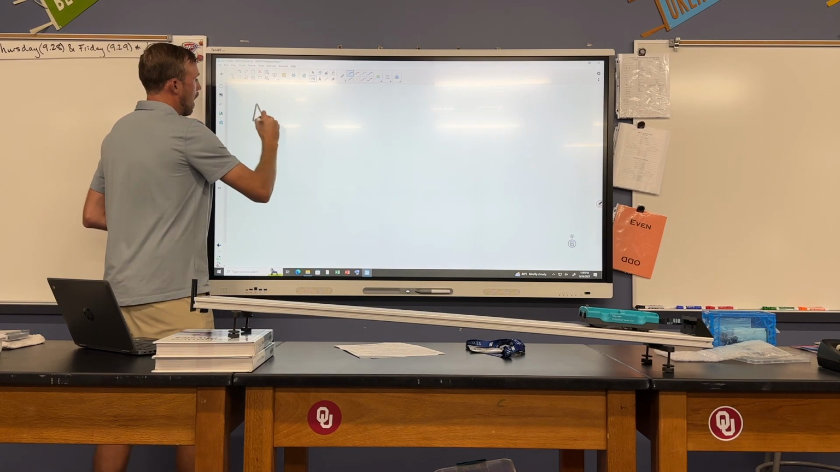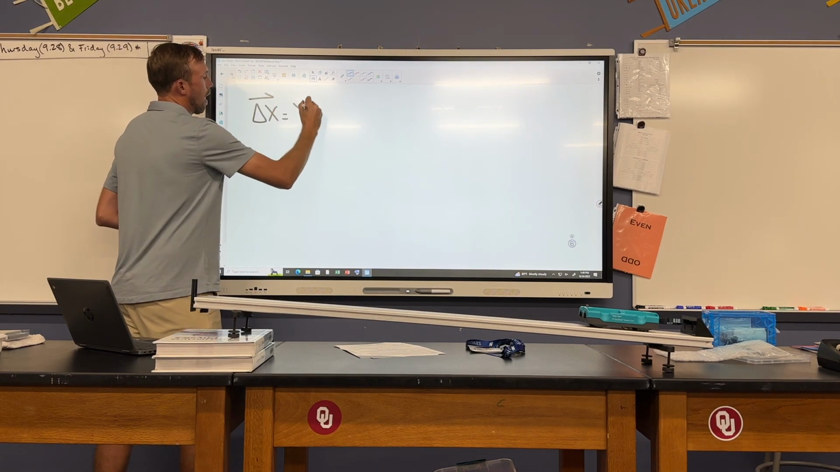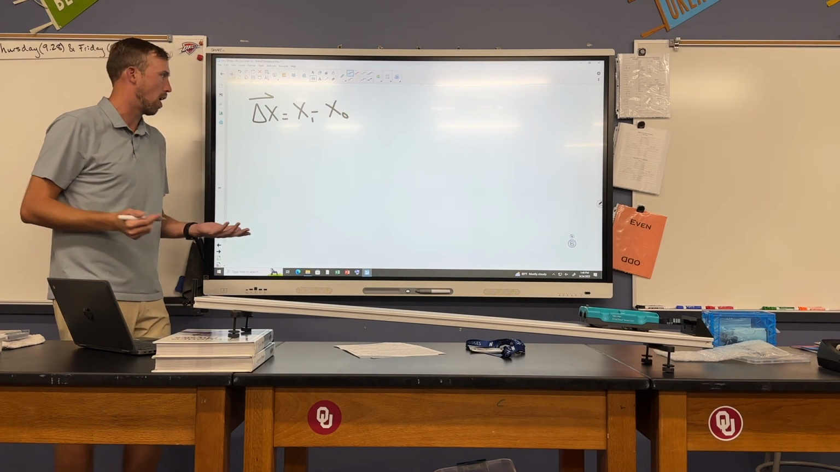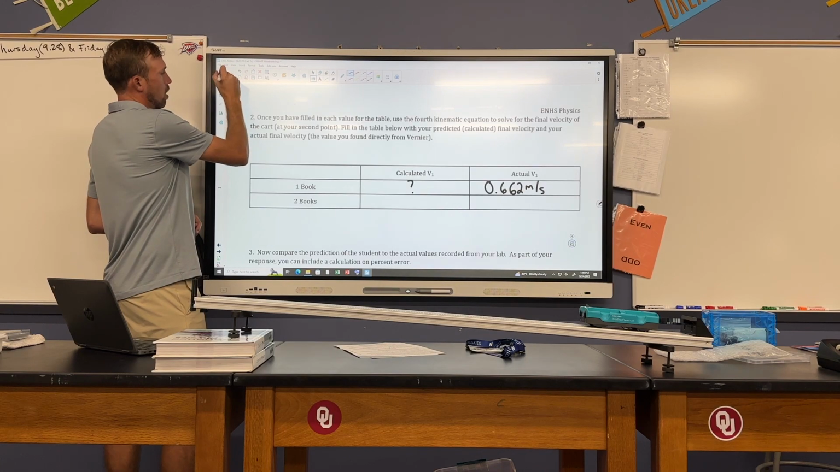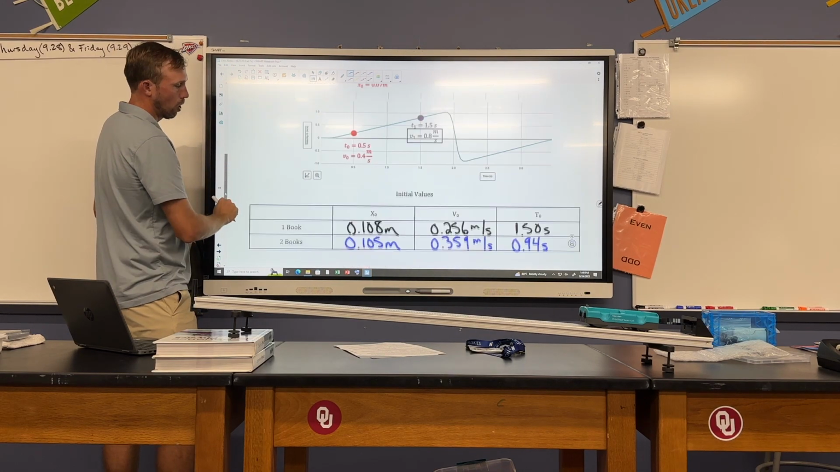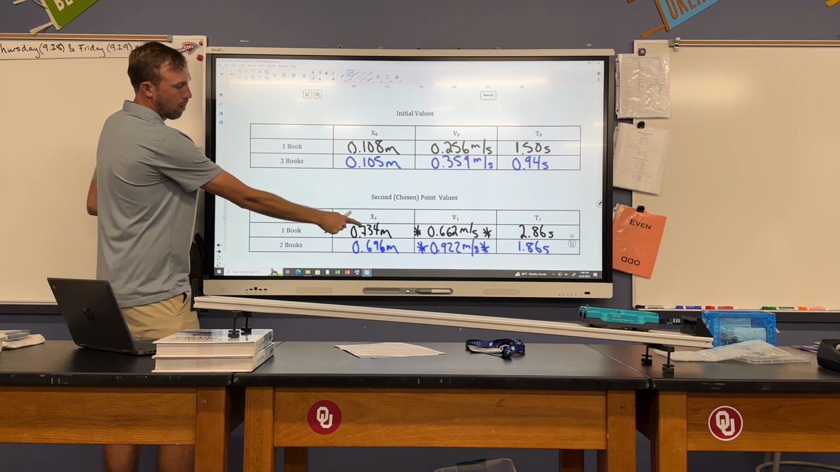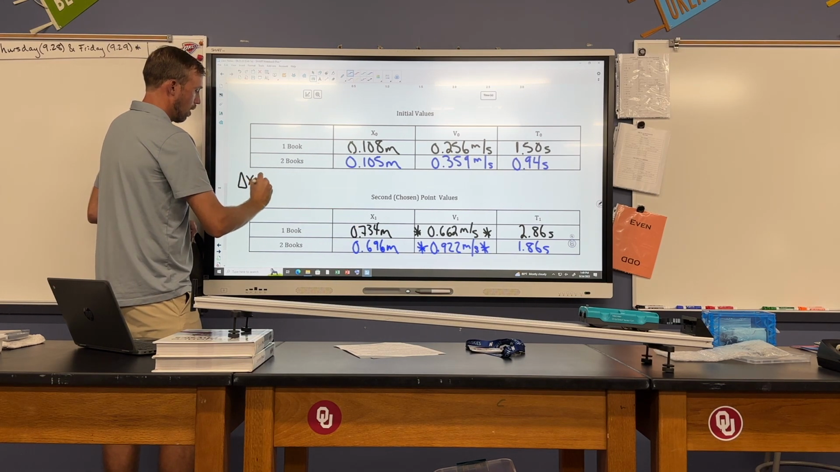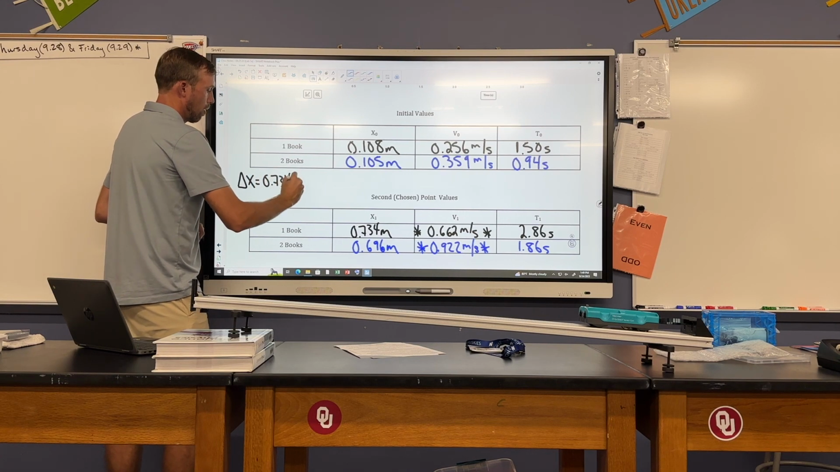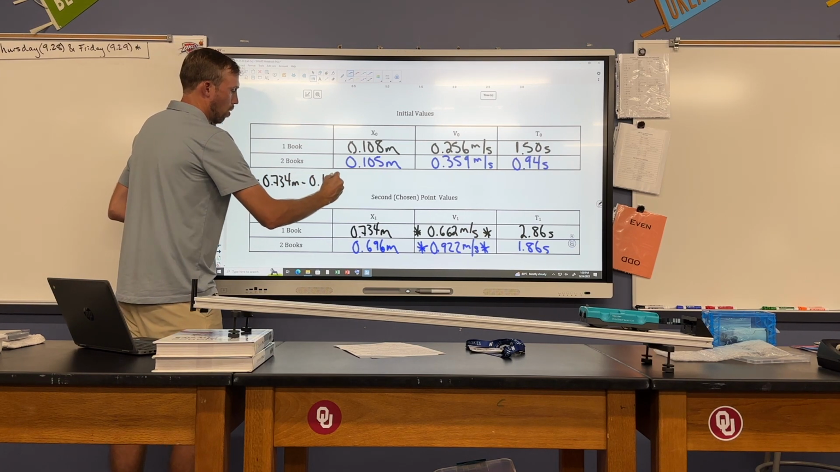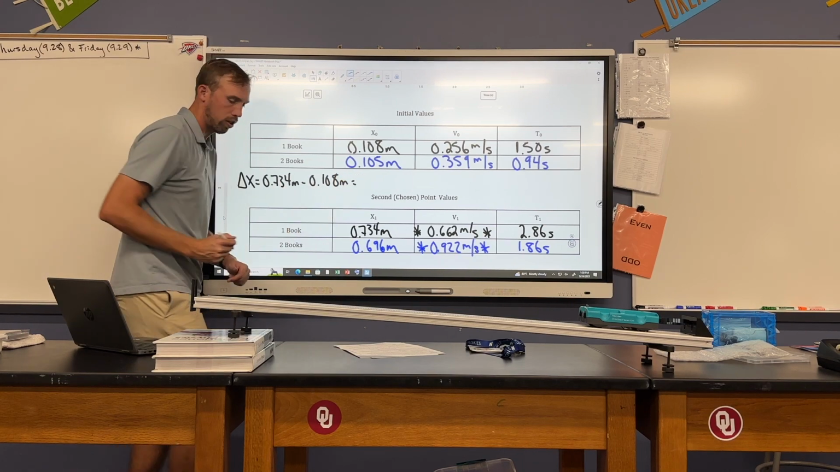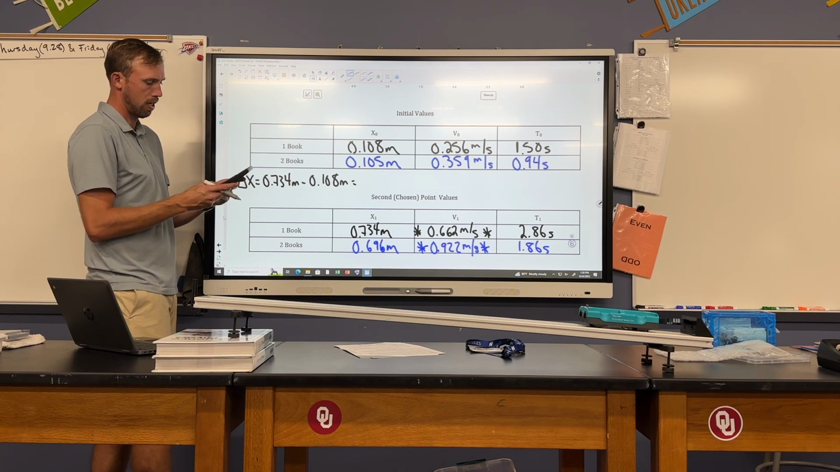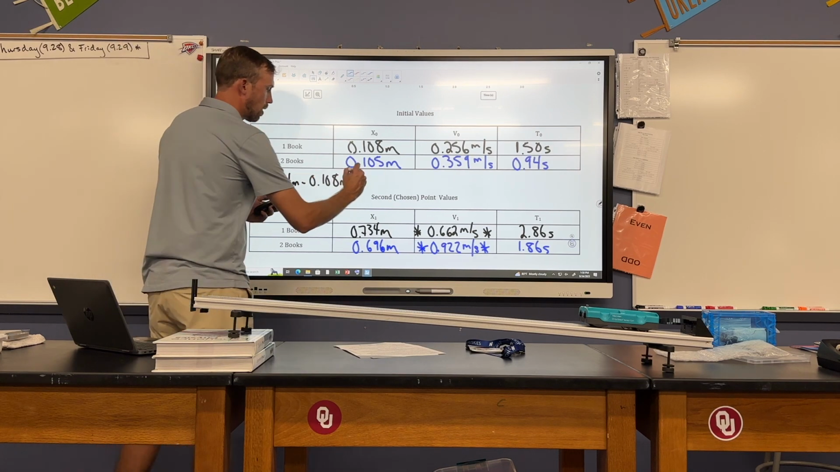Our delta x, we're going to find by looking at the difference in where the cart was positioned at each time. So if I come back, my initial position was 0.108. My final position was 0.734. So my delta x is going to be 0.734 meters minus 0.108 meters. And that should give us about 0.626. Let's check 0.734 minus 0.108. 0.626 meters.